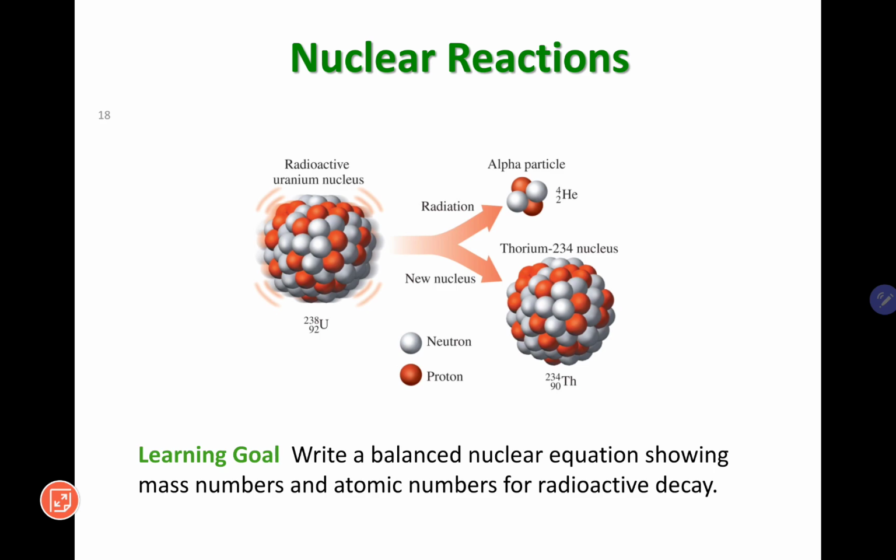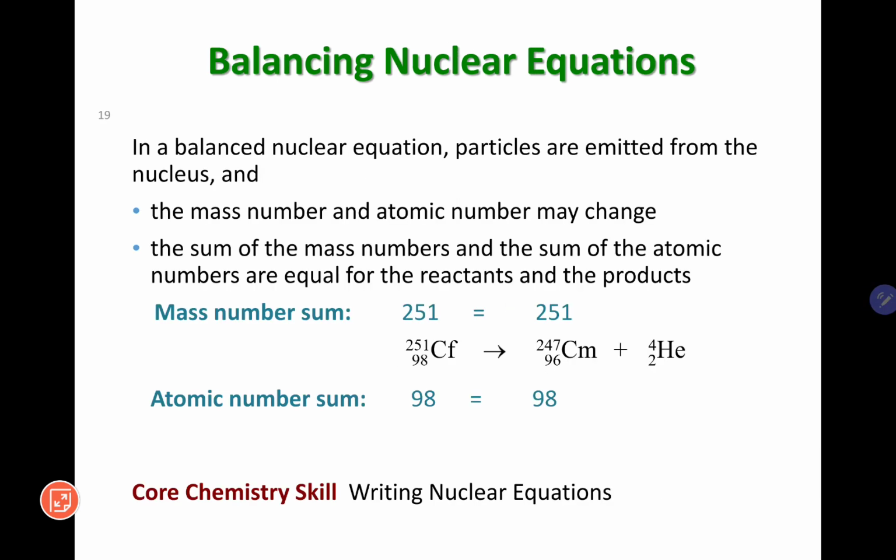And then let's get to an example. When balancing nuclear equations, of course you need to treat mass number and atomic number separately. Here I have an example. In nuclear reactions, unlike regular chemical reactions, we use both the mass number and atomic number. They are both important, so we are going to use both.